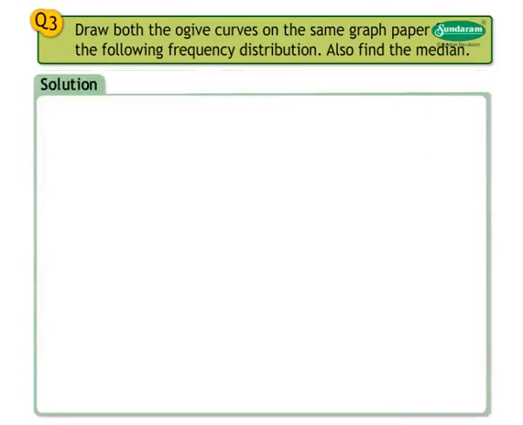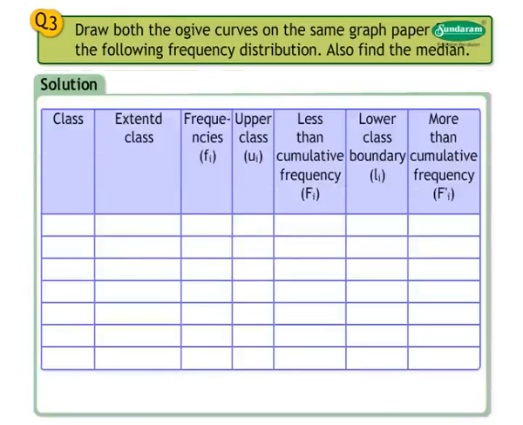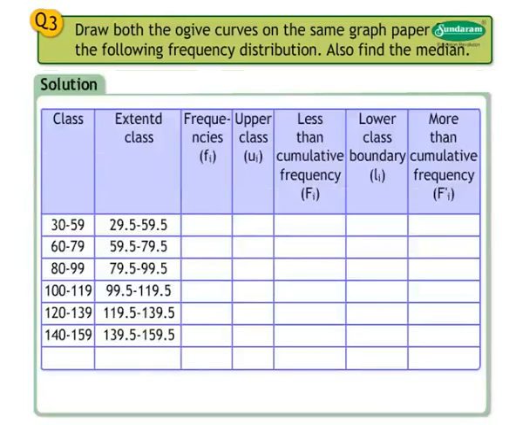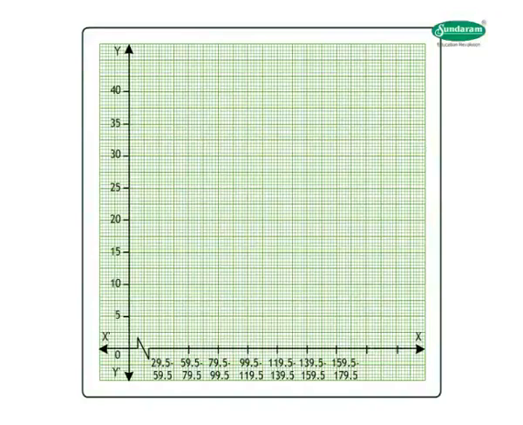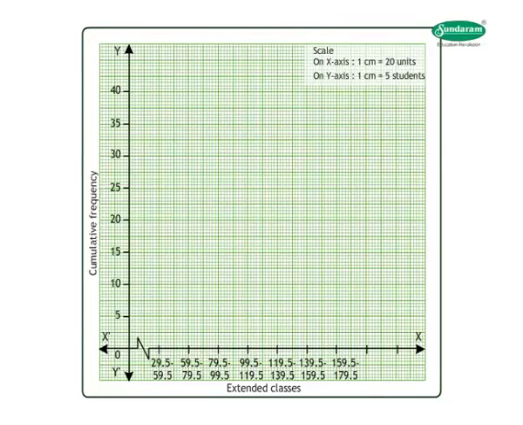Solution. Prepare cumulative frequency table as shown with following columns: class, frequency F1, upper class boundary U1, less than cumulative frequency F1, lower boundary taken as L1, more than cumulative frequency F-1. Draw x-axis and y-axis. Take scale of 1 centimeter equal to 20 units on x-axis and 1 centimeter equal to 5 students on y-axis. Take extended classes on x-axis and cumulative frequency on y-axis.